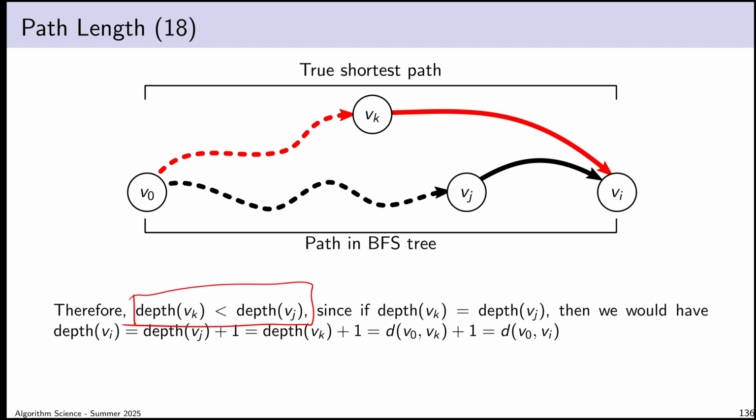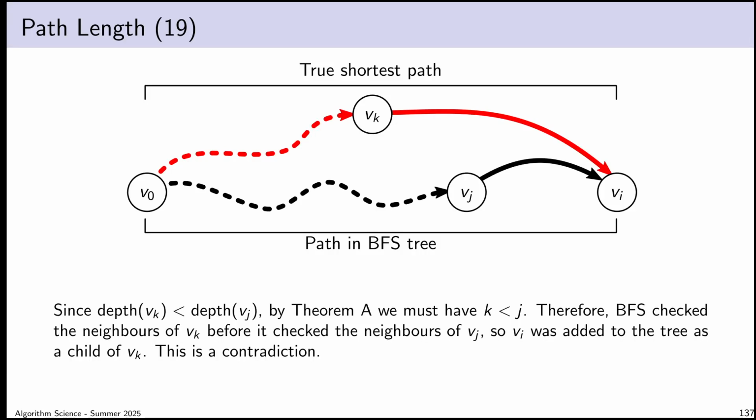And now we can bring in theorem A. Because the depth of vk is less than the depth of vj, by theorem A, if we think of our numbering of vertices in the order they were added to the queue, theorem A tells us that k has to be less than j. In other words, in that ordering, vk appears first. It appears before vj.